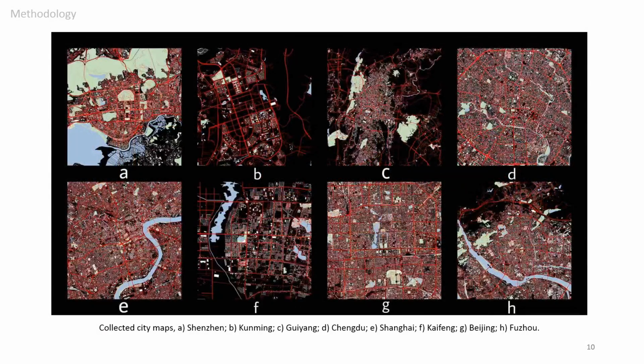To train the networks, a dataset of different cities' maps was collected. 8 cities were selected and classified into 4 tiers, in which the first tier cities contain Beijing, Shanghai, and Shenzhen. Then the second tier cities are Chengdu, Fuzhou, and Guiyang. For the third tier city and fourth tier city, Kunming and Kaifeng were selected. Those 8 cities can represent the typical urban design projects in China with different scales.